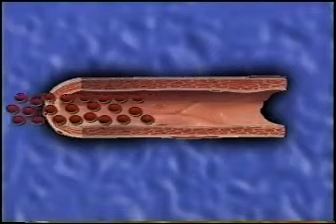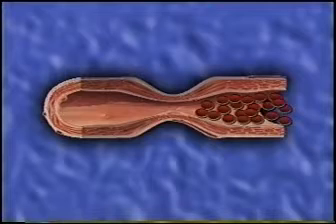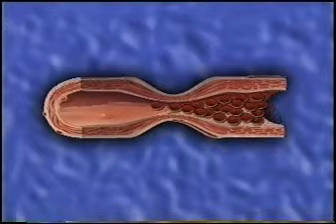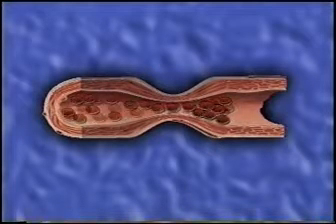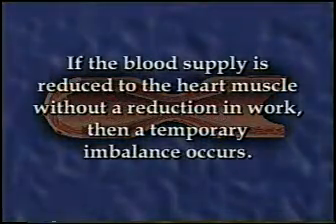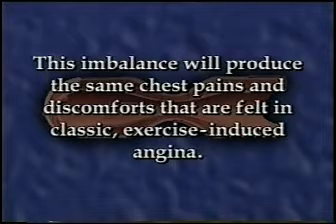If this muscle gets stimulated, for example, by the products in tobacco smoke, the smooth muscle contracts and causes spasms in the arteries feeding the heart. When this occurs, the space for blood to flow is dramatically reduced. If the blood supply is reduced to the heart muscle without a reduction in work, then a temporary imbalance occurs. This imbalance will produce the same chest pains and discomforts that are felt in classic exercise-induced angina. In most cases, these spasms that occur are temporary and no permanent damage occurs.